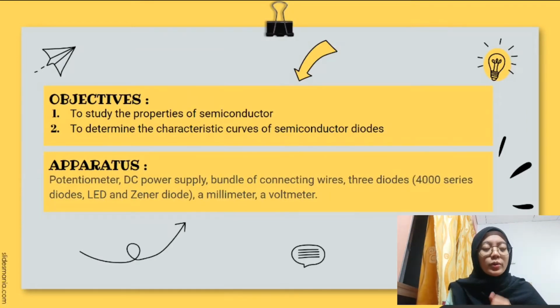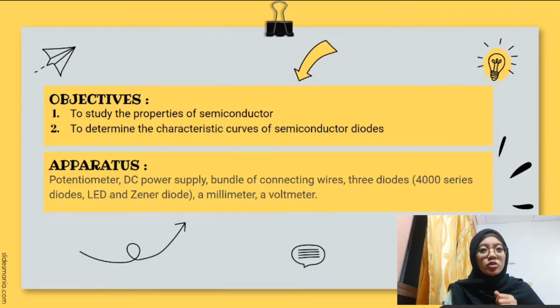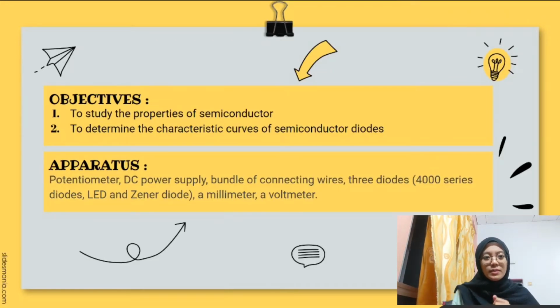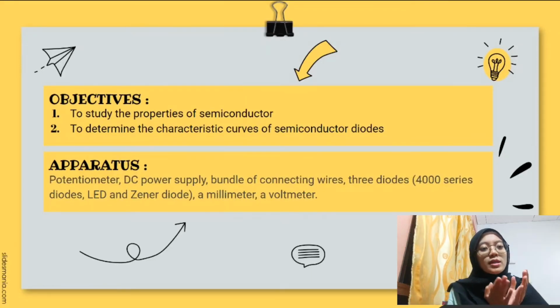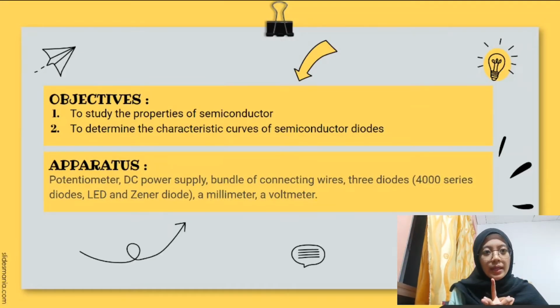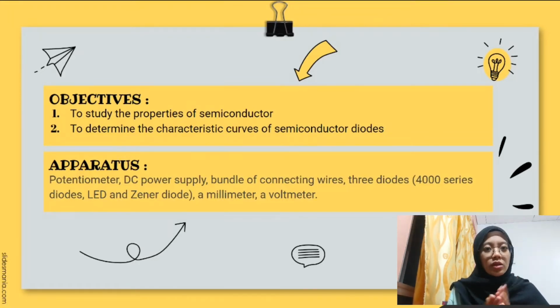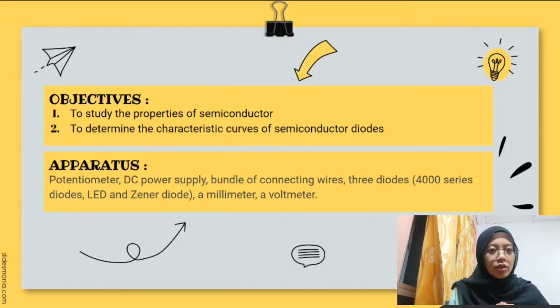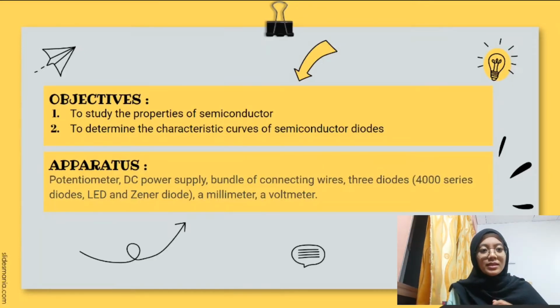The objective for our experiment is first, to study the properties of semiconductor. Second, to determine the characteristic curve of semiconductor diode. So the apparatus that we use to conduct this experiment is potentiometer, DC power supply, bundle of connecting wires, 3 diode which is 4000 series diode, LED and Zener diode, and millimeter, and the last one is voltmeter.